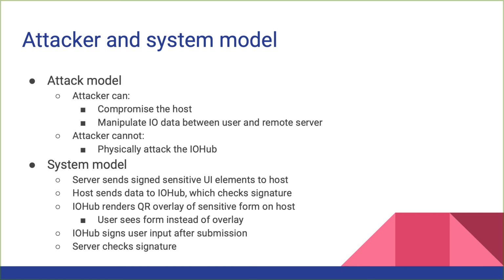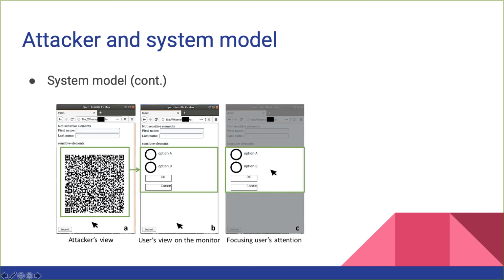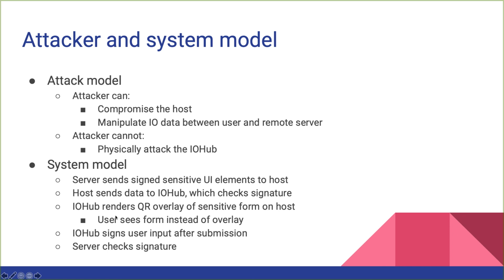Once the host receives the QR code, it sends the data to IOHub, which is our device, which checks the signature of the QR code and makes sure that it hasn't been tampered with. Next, IOHub renders the form from the QR code. This is important because our hacker does not have access to IOHub, so all they see is a QR code. They can decode the QR code, but that just gives them the form. They can't change the form or see what the user's entering. Meanwhile the user can see the form.